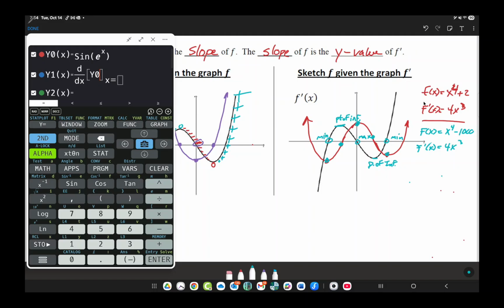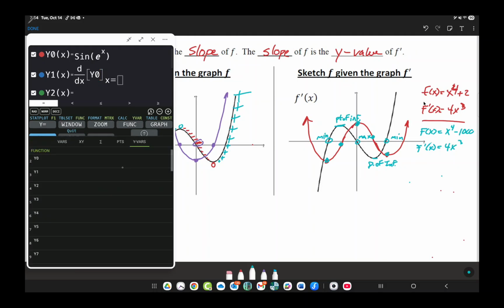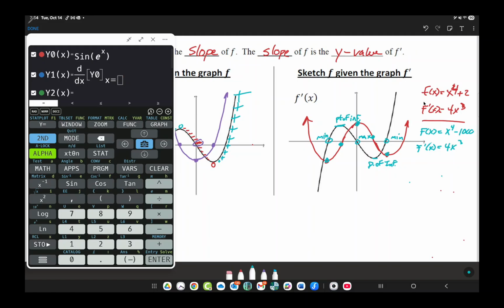Again, that is math, your derivative, then variables. Scroll over, because I start here, table and all that fun stuff. Scroll over to y variables and choose your correct y variable. Again, I start at y0, you may start at y1. Now, because we don't want to do this at a point, we are just going to say x is equal to x. That way we get every single point. And that is it. If you graph, you will see, and mine has it in red and blue.